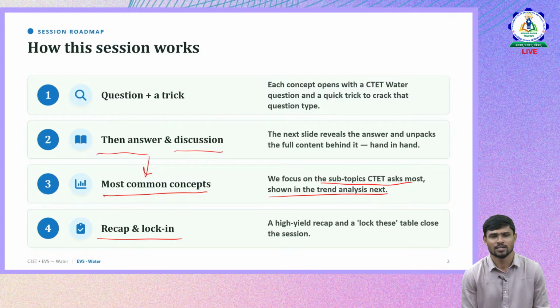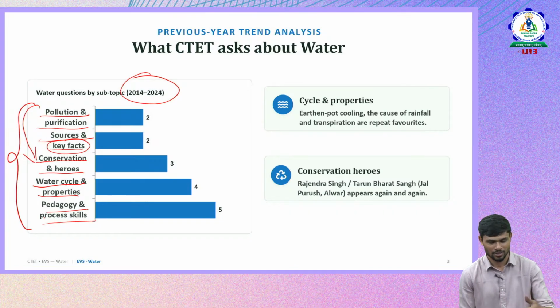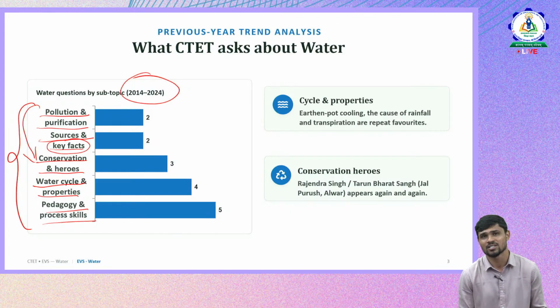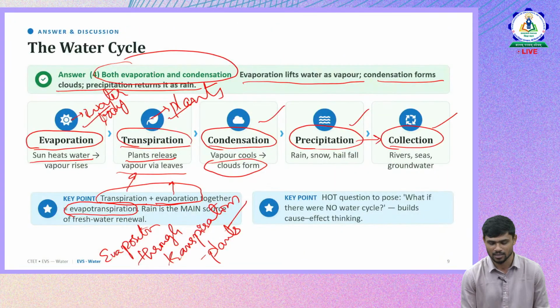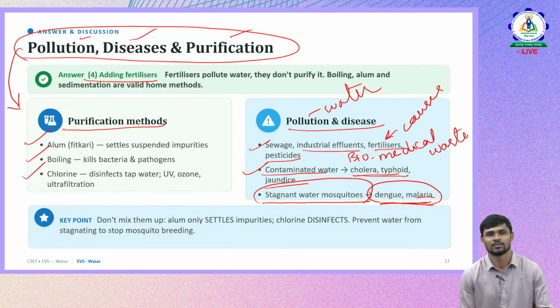The topics are listed here. Even after this session, when you are preparing later, please focus on these sub concepts which are really important: water pollution, purification, sources, key facts, properties of water, conservation methods, and the water cycle. I hope it is clear for all of you, and let us conclude this session regarding water and its importance for CTET preparation, and where CTET is focusing more on which concepts and for how many marks. We'll conclude now.